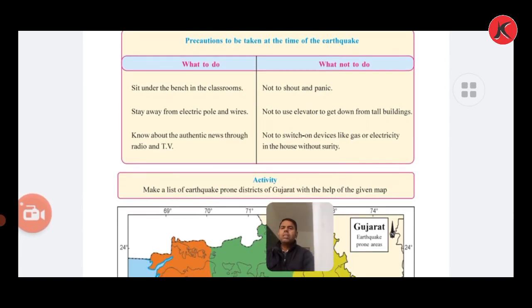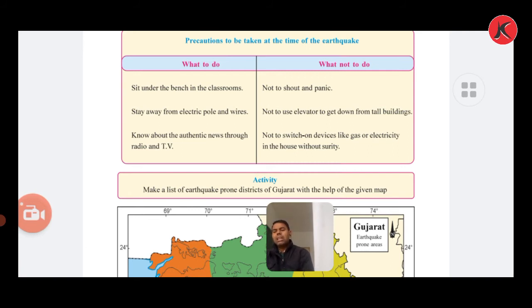Okay, students. After that, what precautions should be taken at the time of an earthquake? What do we have to do when an earthquake happens? Students, we cannot stop it, but we can do some things to save our lives and properties. So here is what we can do at that time. Sit under the bench in the classroom. Suppose we are in the classroom, at that time what do we have to do? We have to sit under the bench, not on the bench. Because when there is vibration, benches will vibrate, and if you are on the desk or bench, maybe you will fall down. So instead of sitting on the bench, you have to sit under the bench.